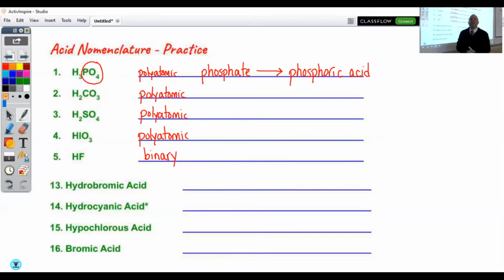Let's take a look at our second example. In this case, we have CO3. CO3, if you look on your common ion sheet, is carbonate. Again, an ATE ending, just like we saw up here. So this is going to become carbonic acid.